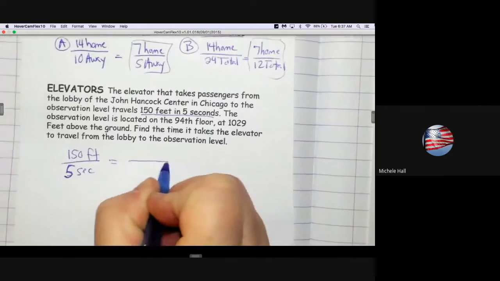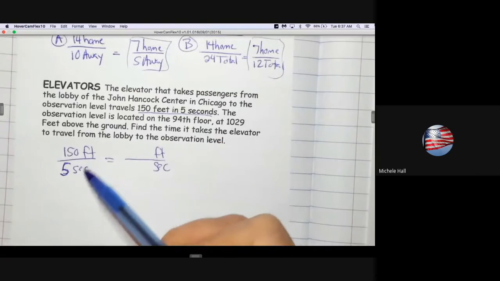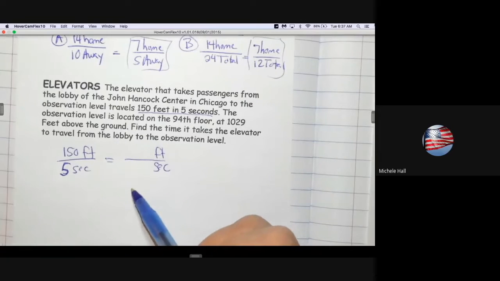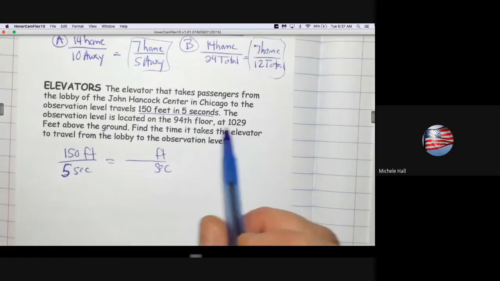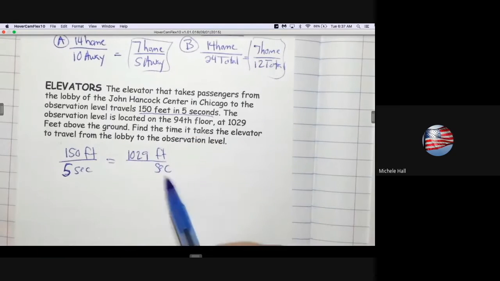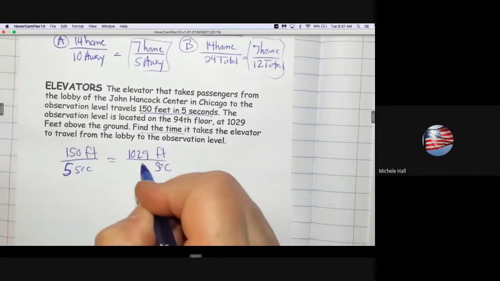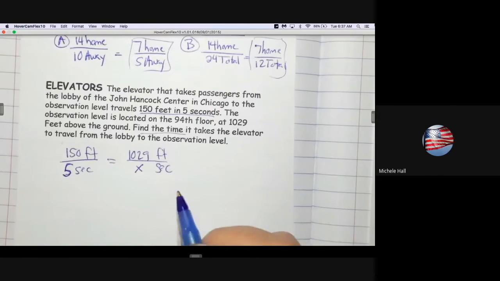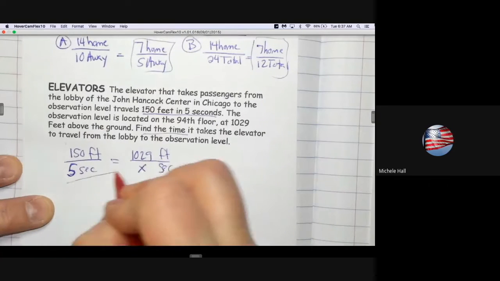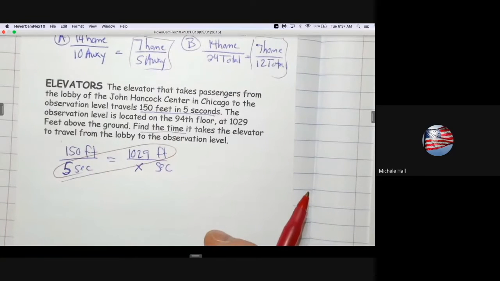So we have feet and seconds. That's how the first ratio is set up. That's how the second one has to be set up. What did they give us? 1,029 feet. What's the question asking for? Find the time. Seconds is unknown. All right, we're going to cross multiply. 5 times 1,029.